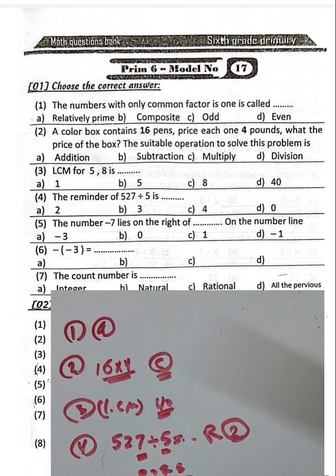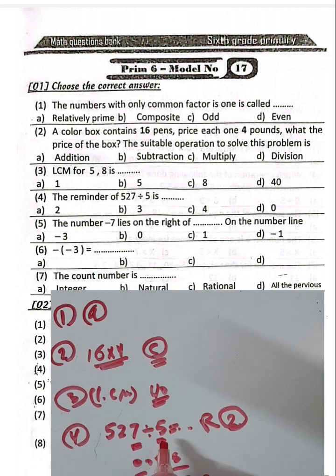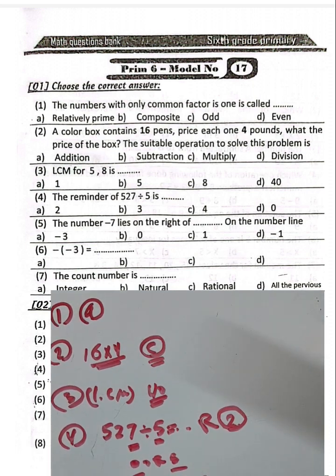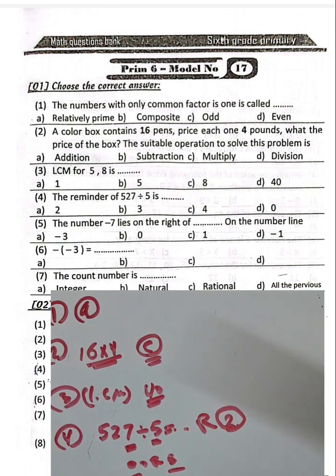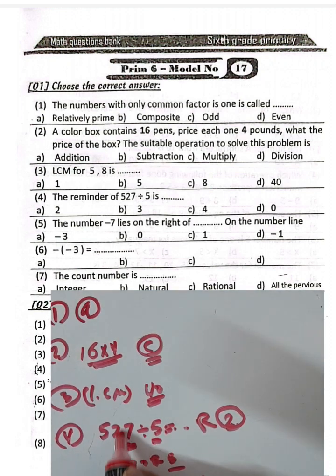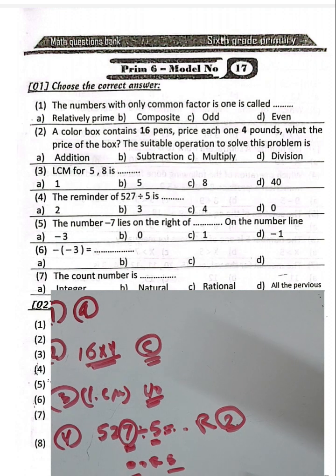Okay, understood, because 525 can be divided by 5. We have no remainder here, it's 0. Then if we add 2 to this number, 5 plus 2 will be 7. It's added to this number, then the remainder will be 2.